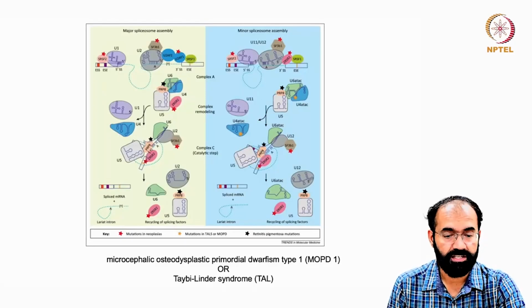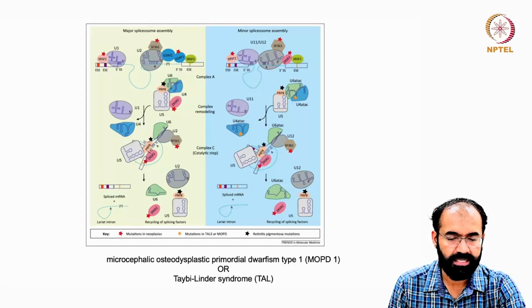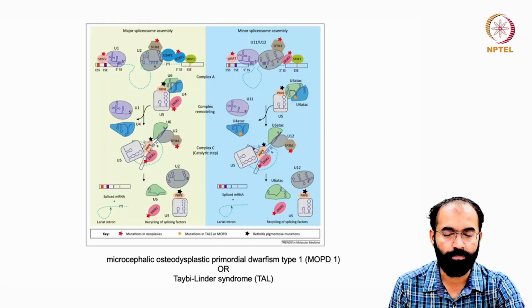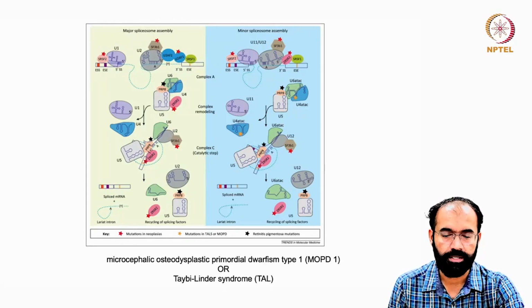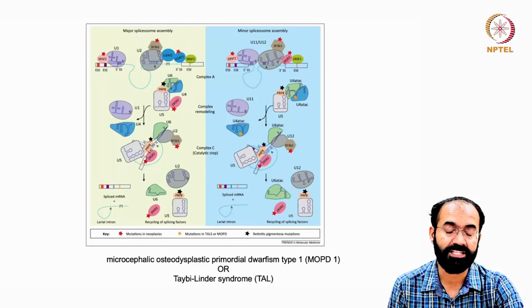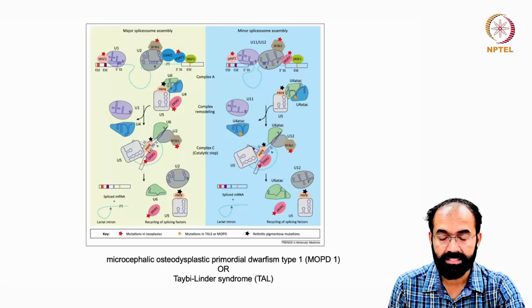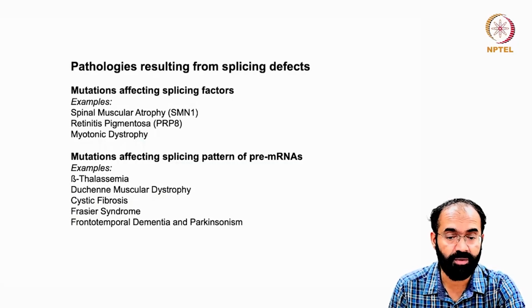So many disorders can come. One such example is microcephalic osteodysplastic primordial dwarfism type 1, MOPD1, or Taybi-Linder syndrome, mentioned as TALS. They can come because of a defect in the minor spliceosomal assembly. The major spliceosomal assembly is shown here, and this is the minor spliceosomal assembly. Let us see some examples of pathologies resulting from splicing defects.